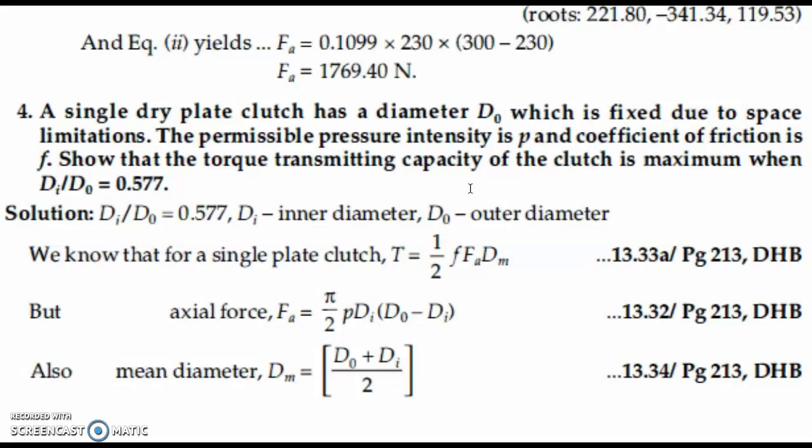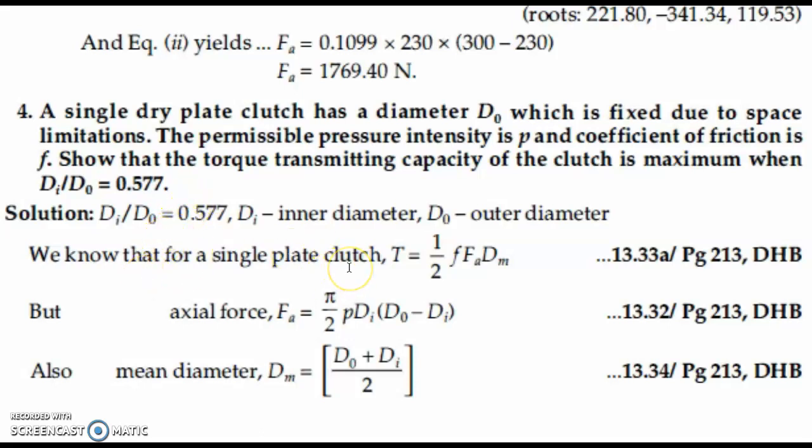It is not a problem, it is a derivation, so just listen. A single dry plate clutch has a diameter dO which is fixed due to space limitation. The permissible pressure intensity is P and the coefficient of friction is F, or we can write it as mu. Then show that the torque transmitting capacity of the clutch is maximum when dI by dO is equal to 0.577. So it is a condition. They are given that one condition, that is dI by dO is equal to 0.577. So we can just go to the solution.